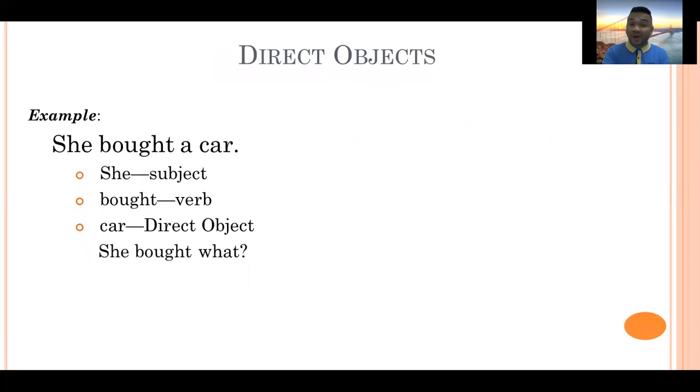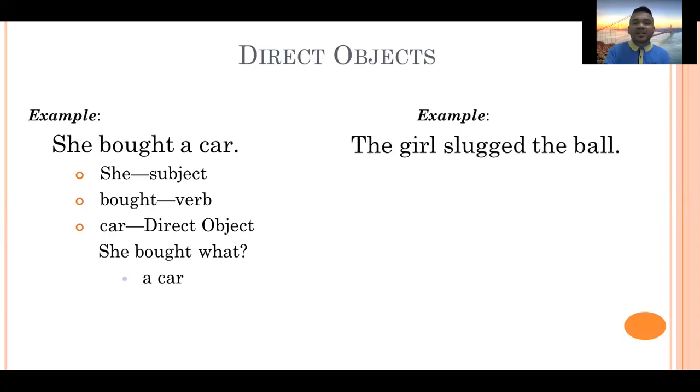So she bought what? A car. Okay, another example. We have here, the girl slugged the ball. Again, the girl slugged the ball. So let's identify the subject, the verb, and the direct object. Could you tell me what is the subject in this particular sentence? Girl, great job. And what do you think is the verb? Slugged, amazing. And slugged what? The ball. So can you tell me now the direct object?